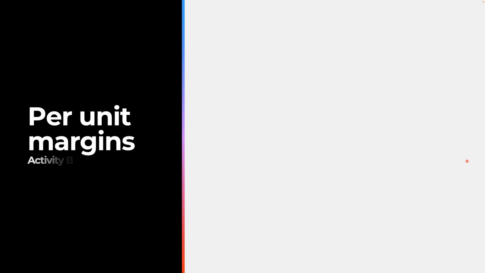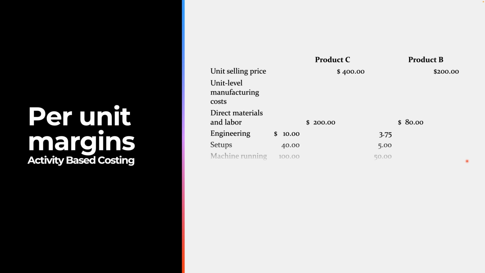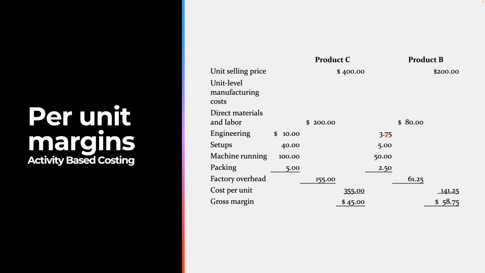If we look at the per unit margins under an activity-based costing system, we'll see that they are different from what we calculated before. The unit selling price of each product is the same as it was previously, and the direct materials and labor is still $200 for product C, and it is still $80 per unit for product B. Where we start to see a difference is in the manufacturing overhead allocated to each product. It is now $155 a unit for product C. This is higher than before.